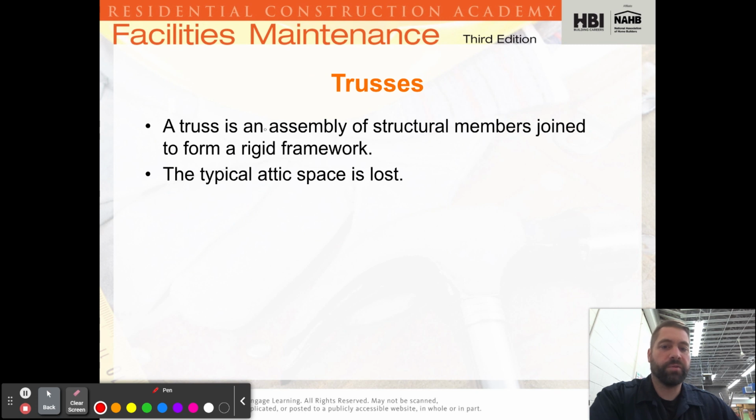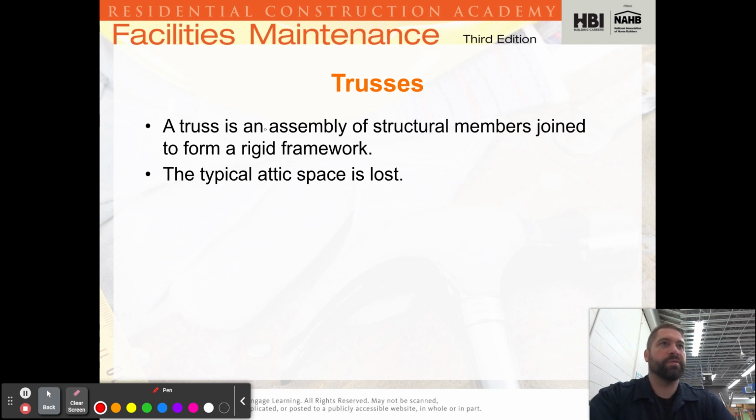Trusses. Again, these are pre-manufactured. You just order them according to specification. They're installed. And this saves a lot of time for you for roof framing, so you don't need to cut any of your rafters. The trusses do it. So it's an assembly of structural members joined to form a rigid framework.